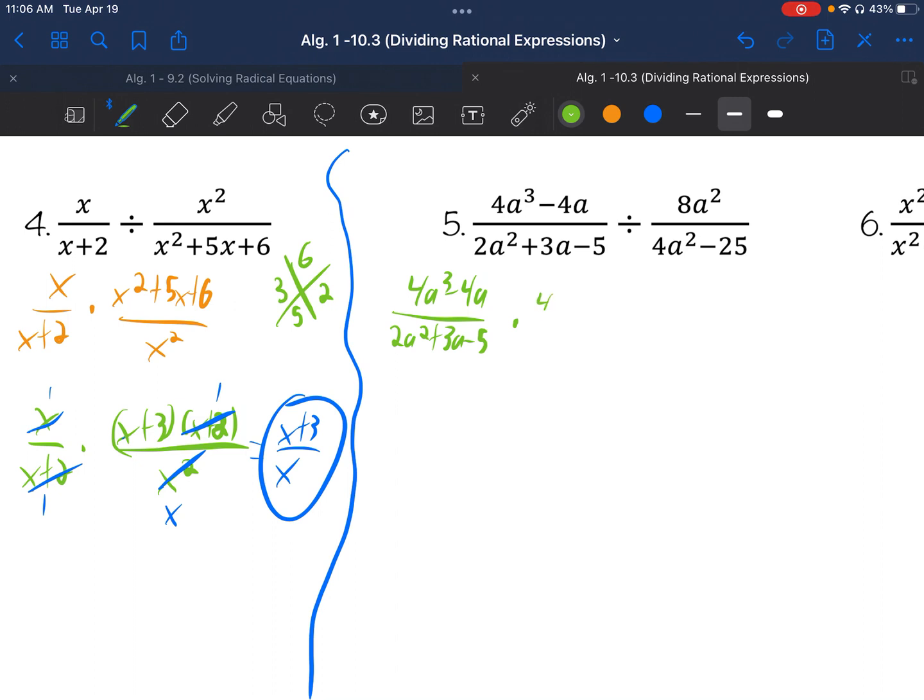Reciprocating the second, 4a squared minus 25 over 8a squared. All right, so top left factors out a 4, and we're left with a squared minus 1. That is going to be a difference of two squares for us to note.